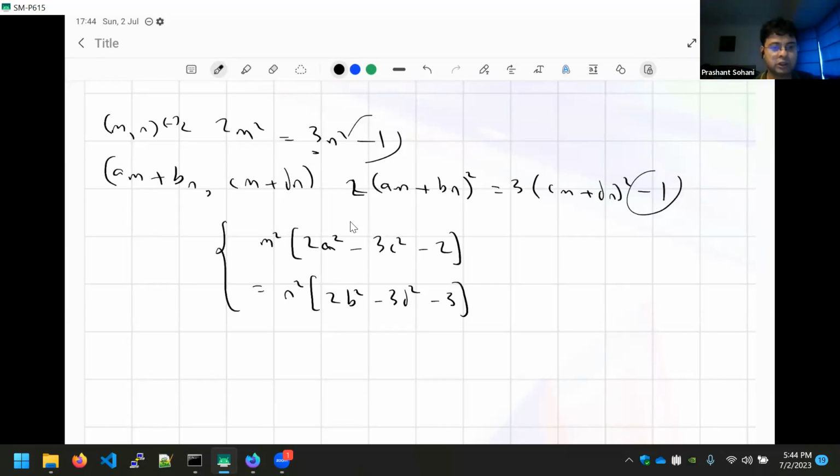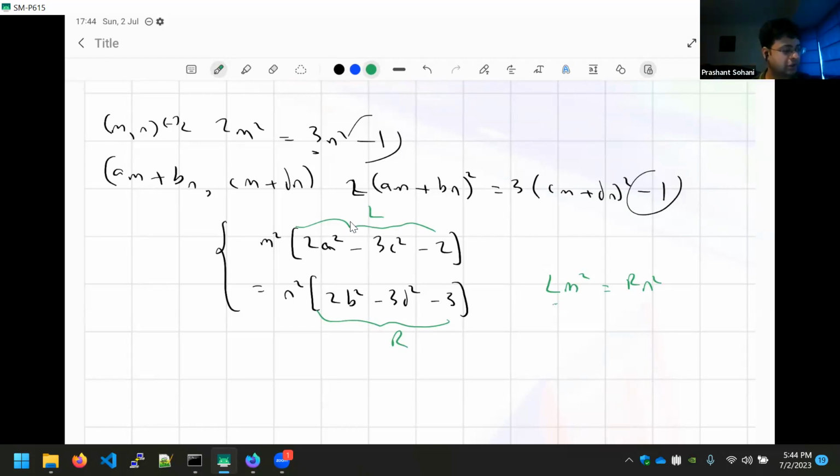Now we have to say under what conditions this equation will be true. Importantly, this equation has to be true for every pair of m and n which satisfies my given set of solutions. Since a, b, c, d are constants, if I call this term capital L and this term capital R, then L times m² is equal to R times n², where L and R are constants but m and n may vary. So for different values of m and n, the ratio will change.